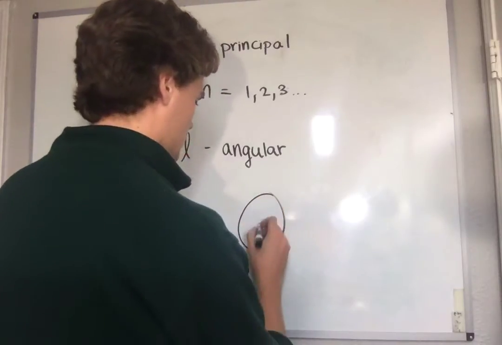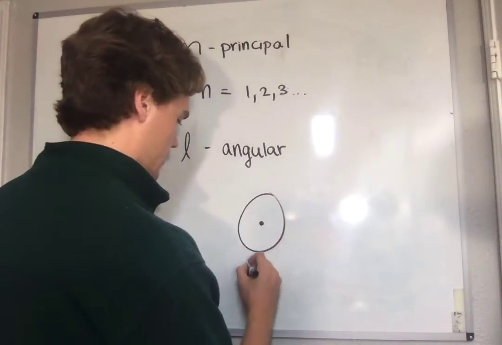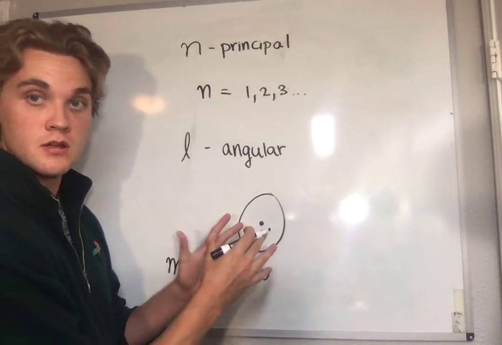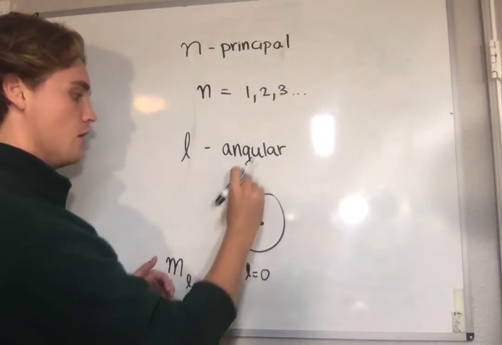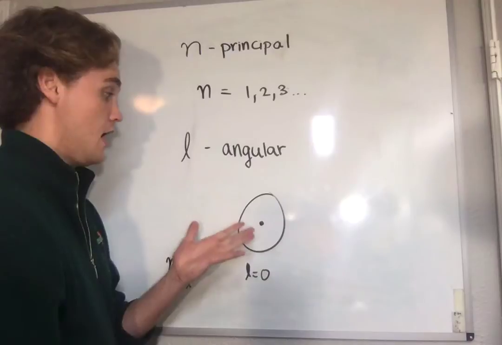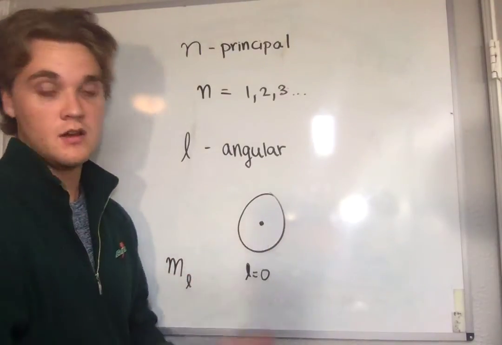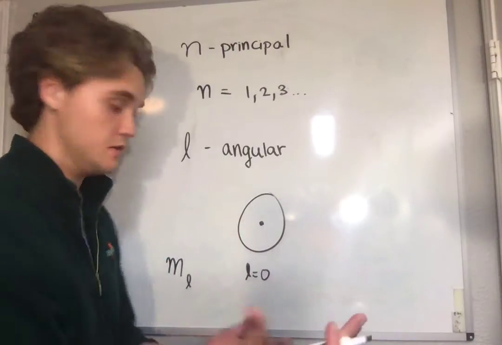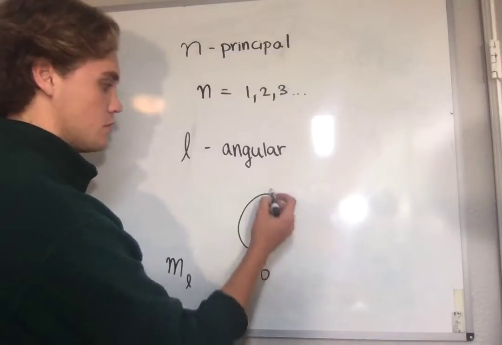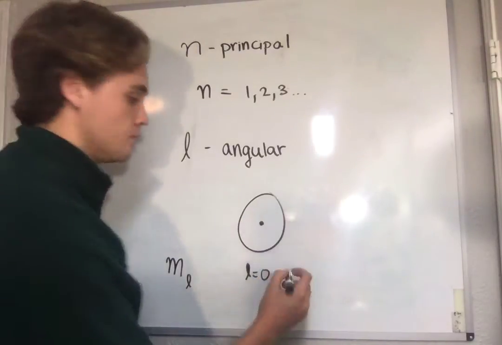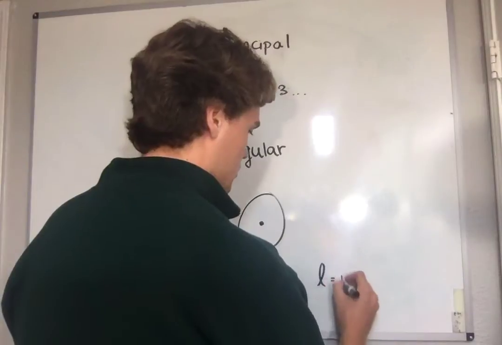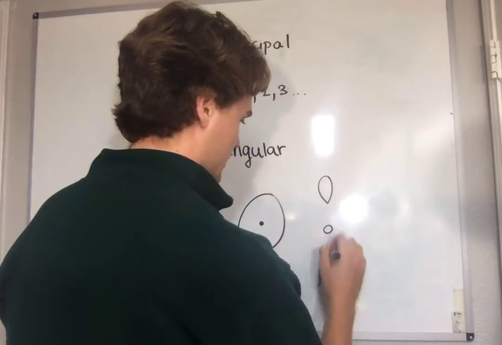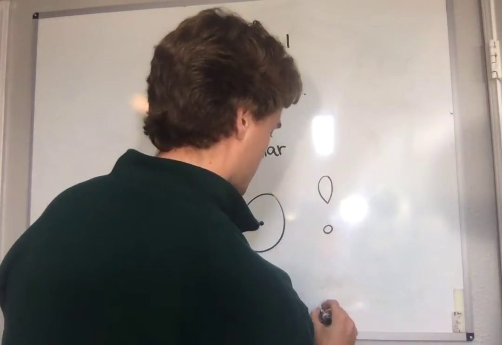If I had L equals 0, here's my nucleus, I would have a spherical distribution around the nucleus. So if I went to any point around my nucleus and asked, is my electron here? My likelihood of finding the electron there is just as good as anywhere else. You can think of it as it gives you no information about where the orbital is if L equals 0. L equals 1 looks kind of like a teardrop. Let's move this L equals 1 down.